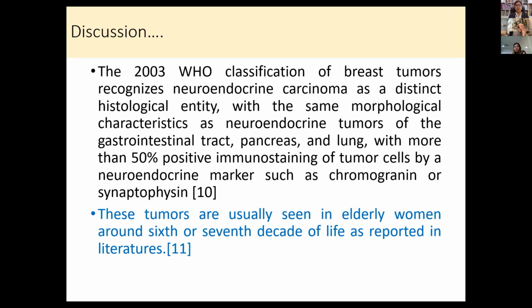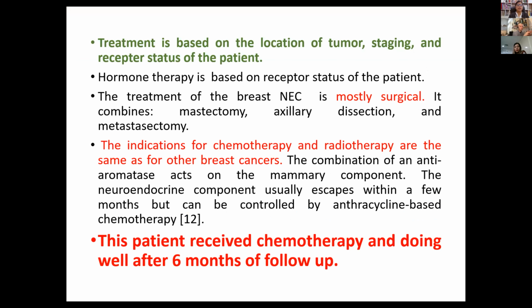These tumors are usually seen in elderly women around the 6th to 7th decade of life, as reported in the literature. The treatment of these patients is based on the location of the tumor, staging, and the receptor status of the patient. The hormonal therapy is based on the receptor status. The treatment of choice is surgery. This is a combination of mastectomy, axillary dissection, and mastectomy.